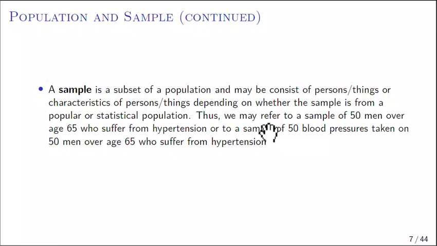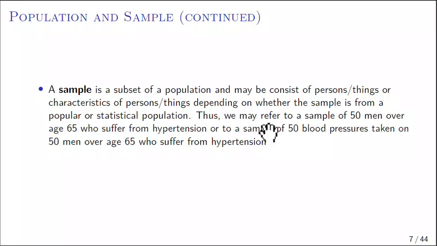After we know what the population is, sample is very easy to define, because if we think the population is that whole thing, then sample is just a part of it, right? It is a subset of the population and may consist of persons or things or characteristics of persons or things, depending on whether the sample is from a population or a statistical population.